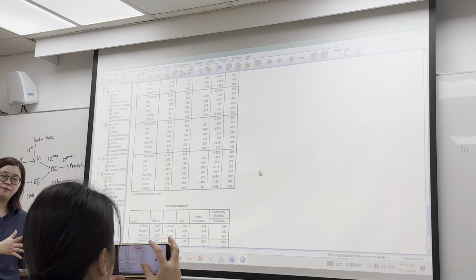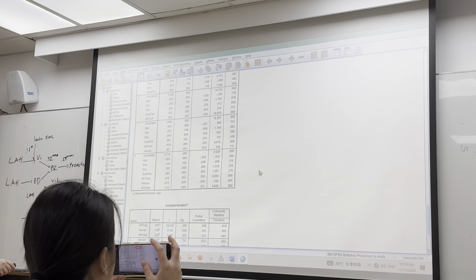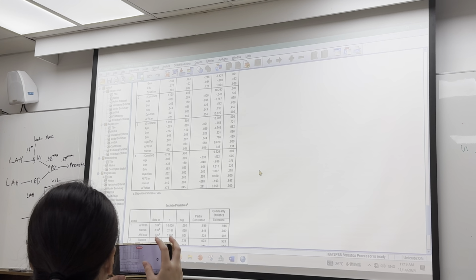But that's only half of the story, because yes doesn't mean the direction is correct. So the next thing I look at is the beta value. The beta value is positive, which means that the moderator will strengthen the effect.